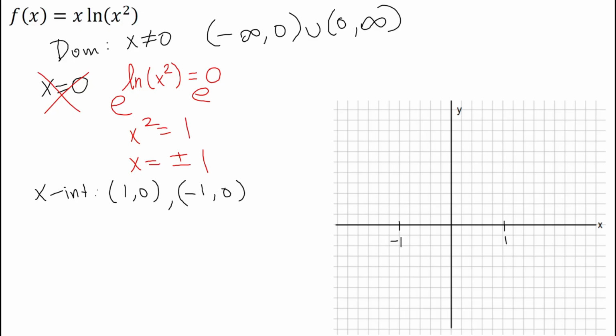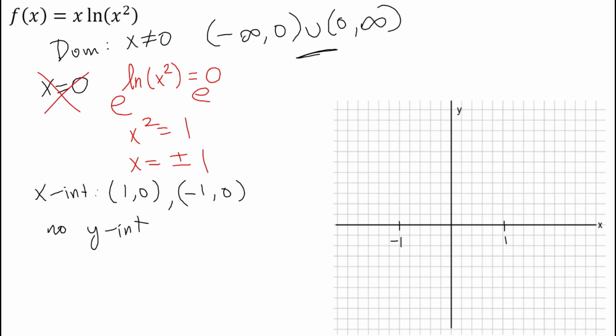And as far as a y-intercept goes, we'd have a y-intercept when we plug in 0. Right? So if I plug in 0, I can't do that because that's not in my domain, so there's no y-intercept. As far as asymptotes, like we said, there might be a vertical asymptote at 0. In fact, we should really consider that, which we'll do in a second.